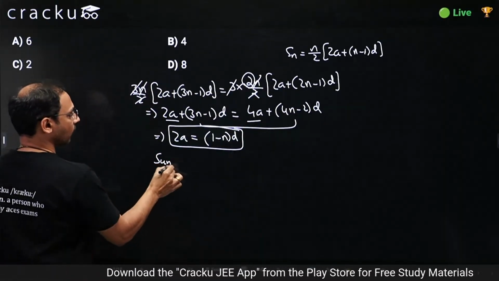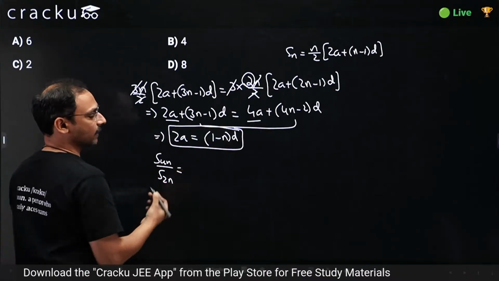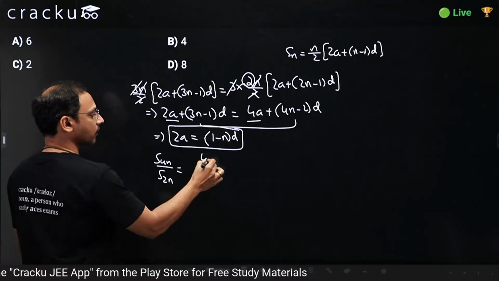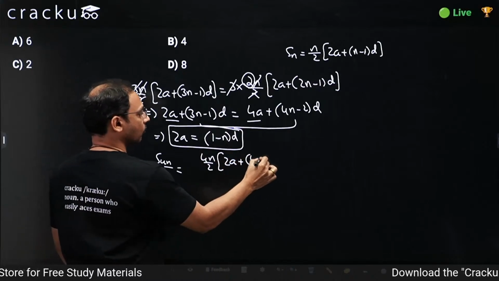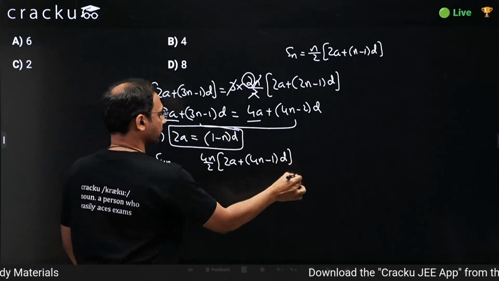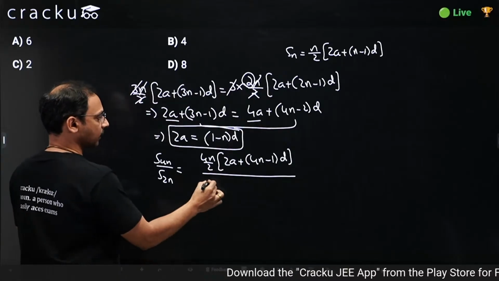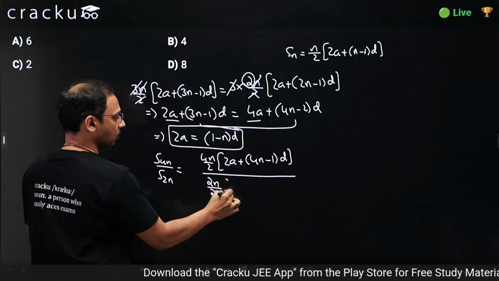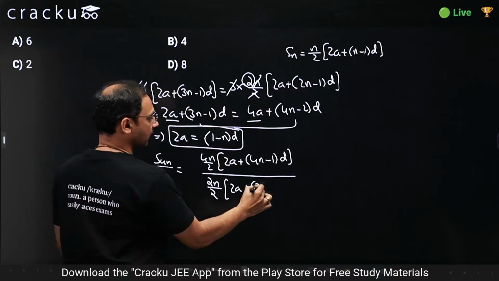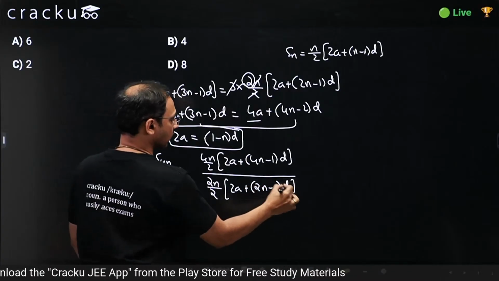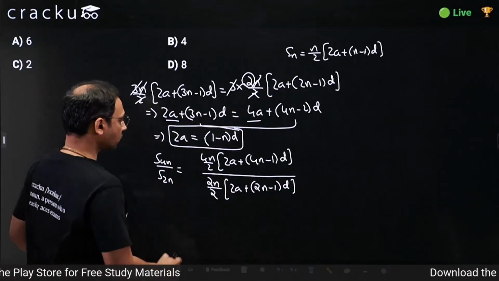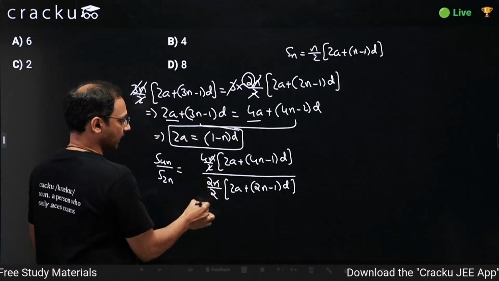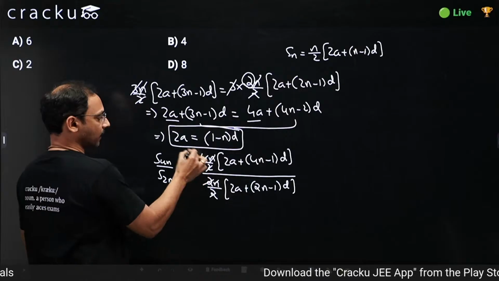So S4n by S2n, again using the Sn formula, I can write as 4n by 2 into 2a plus 4n minus 1 into d, by, here n is 2n, 2n by 2 into 2a plus 2n minus 1 into d. I am just replacing the n by 4n and 2n. So here n by 2 will get cancelled off, 1, 2 will get cancelled off.